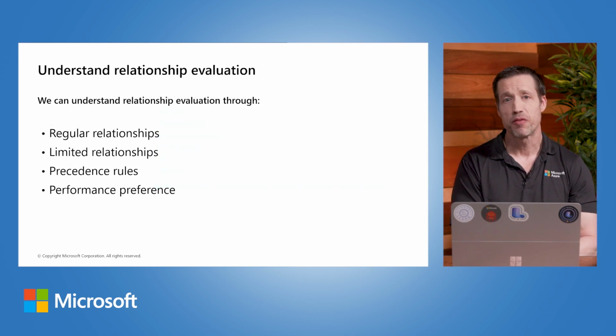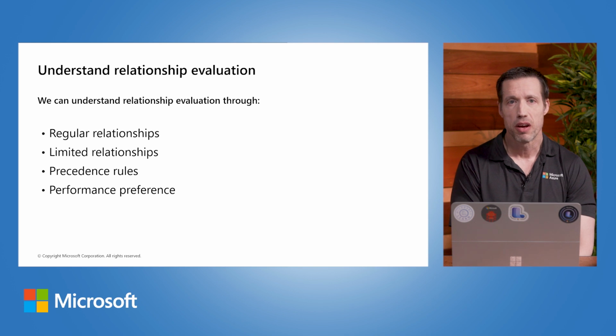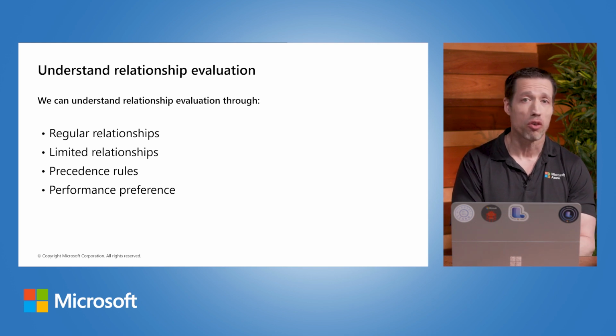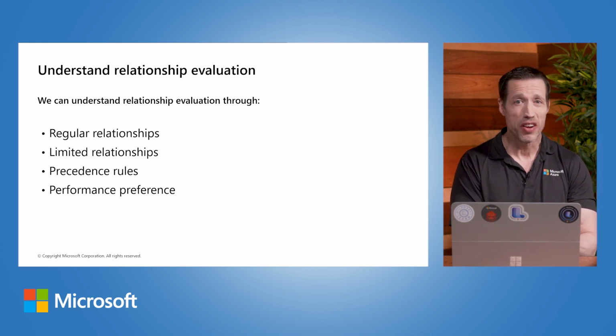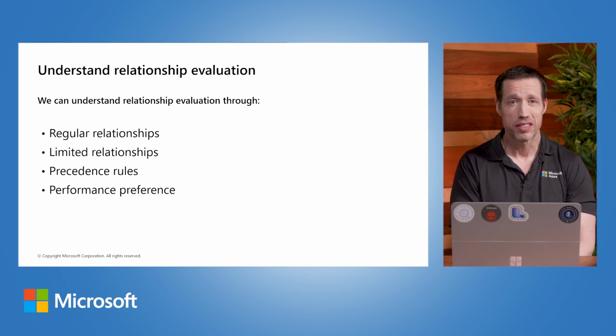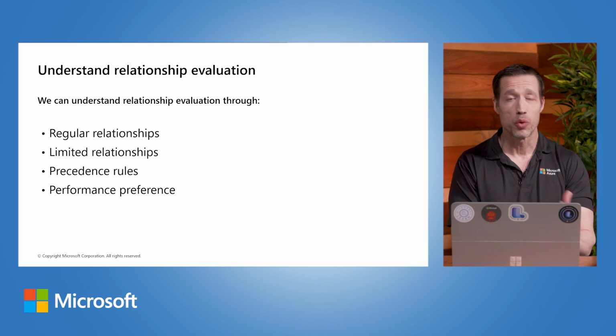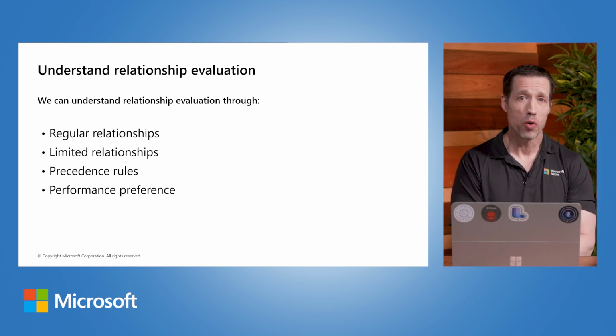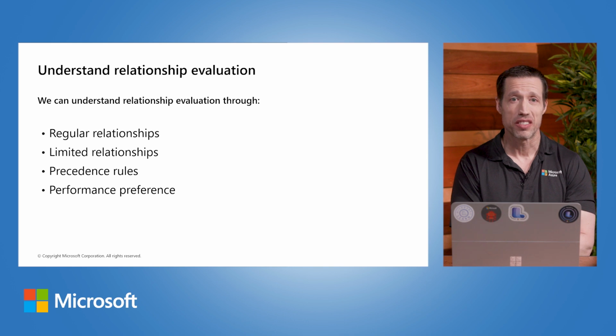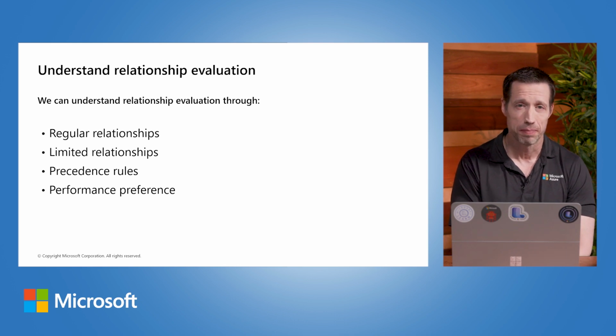Model relationships from an evaluation perspective are classified as either regular or limited. It's not a configurable relationship property. It's inferred from the cardinality type and the data source of the two related tables. It's important to understand the evaluation type because there may be performance implications or consequences should data integrity be compromised.